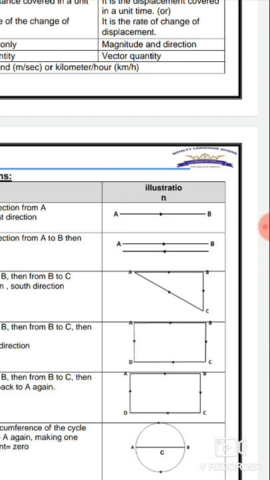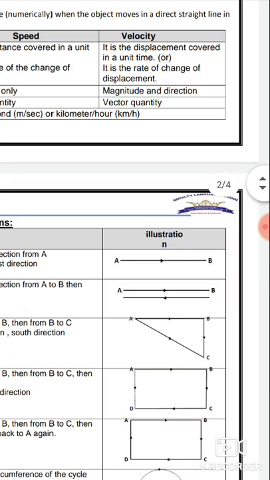The last case for today: the object moves from A to B, then from B to C, then from C to D, then the object returns back again to A. Distance in this case equals AB plus BC plus CD plus DA, while displacement equals 0, because the object returns back again to the starting point.